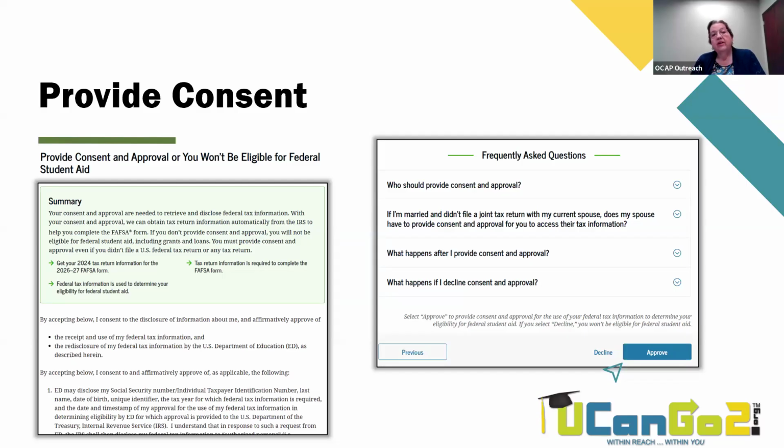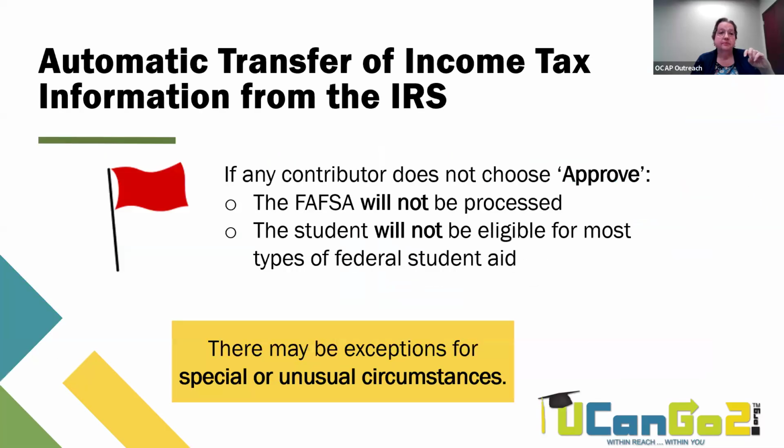Even if a student or parent did not file taxes in 2024, they still are required to click this approve button, and then the IRS can let the school know that they did not file taxes in 2024. Just remember that if you don't click approve, that student's not going to be eligible. There may be exceptions for very special or very unusual circumstances. It's not up to me to say what those circumstances are. It's going to be up to the financial aid people at the college to determine whether that student would be released from any of that.